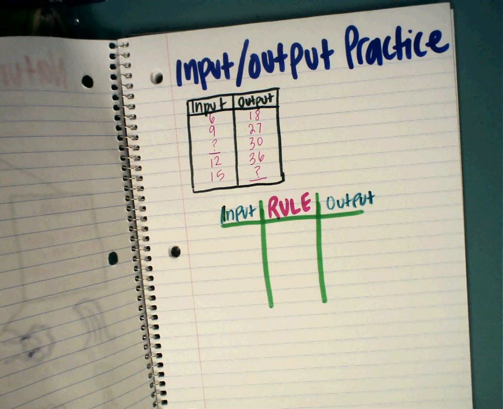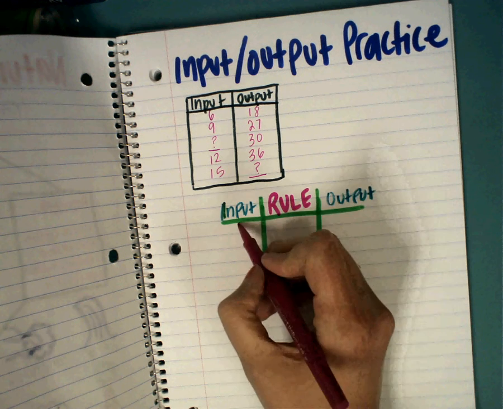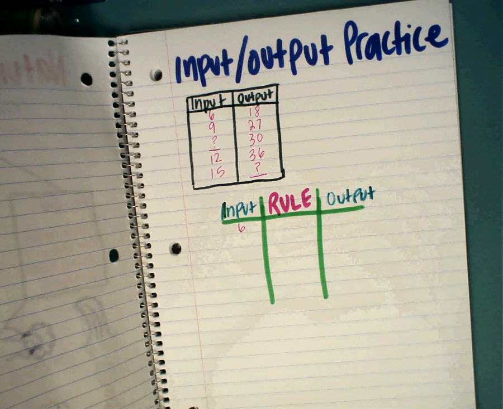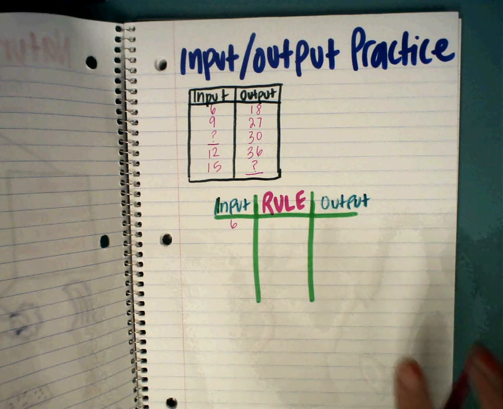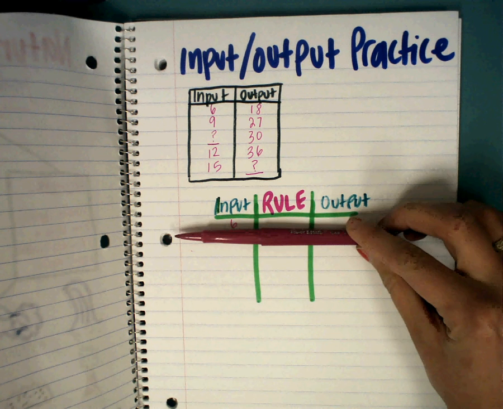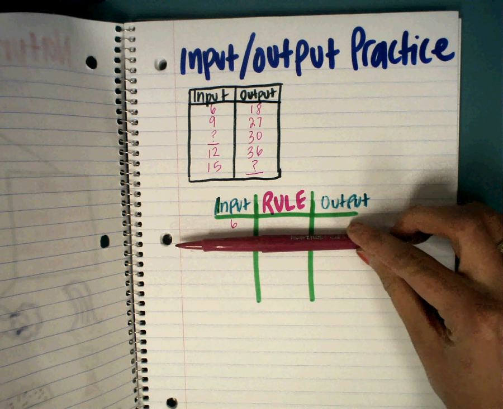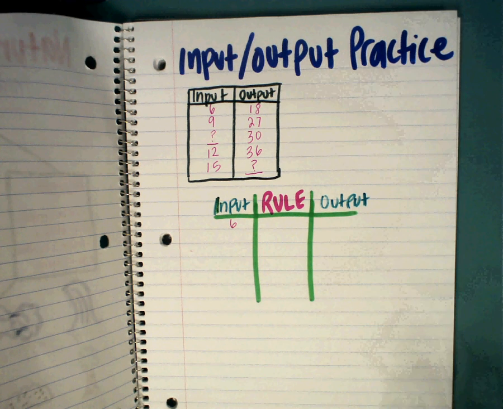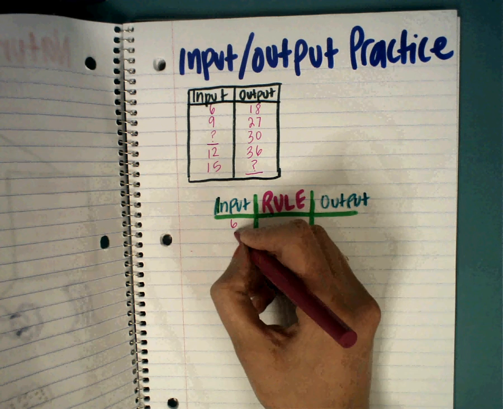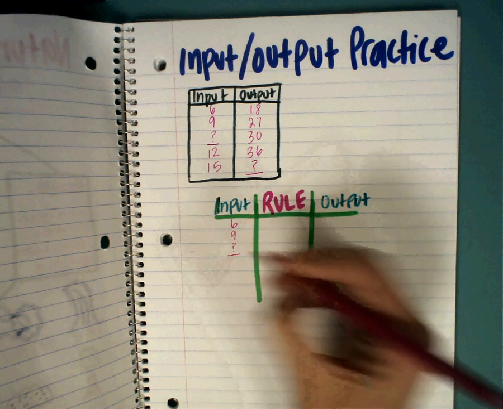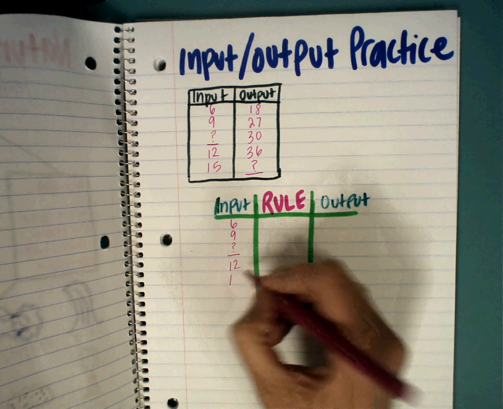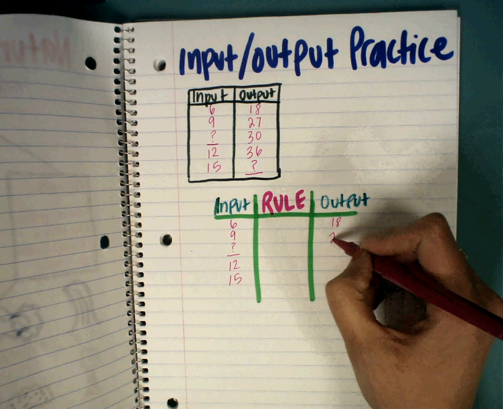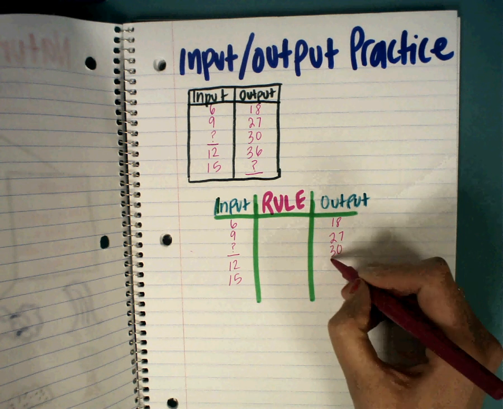So input is 6. And look how I'm doing it on each line. I'm not making 6 really big and then 9 really small and going all over the page. No, you need to make this really organized because you need to make it very clear to yourself that 6 and this other number are going to be on the same line. Okay, so they're straight across from each other so you don't get mixed up and think 6 lines up with 27. Very, very important. So 6, 9, this is a blank with a question mark, and then 12, and then 15. And then over here, 18, and then 27, and then 30, and then 36, and then a question mark.